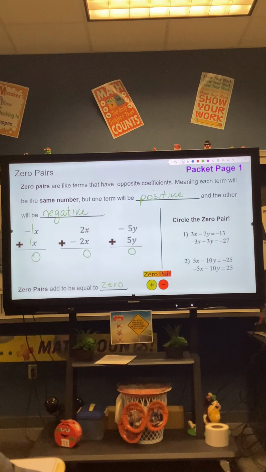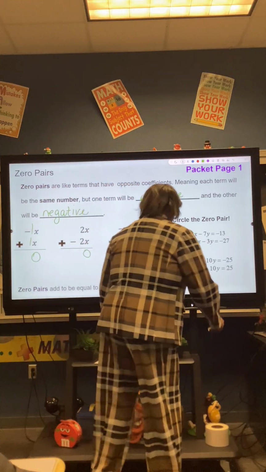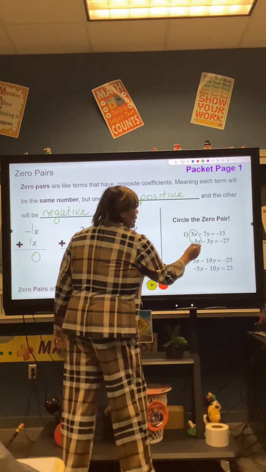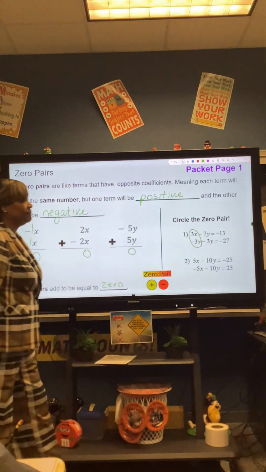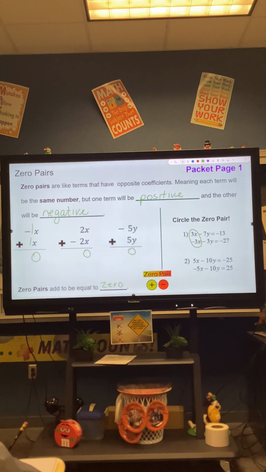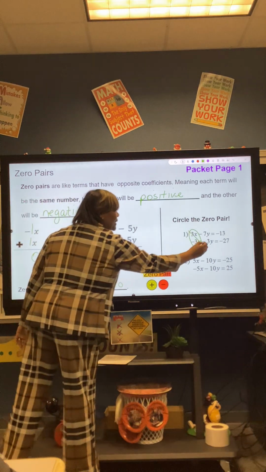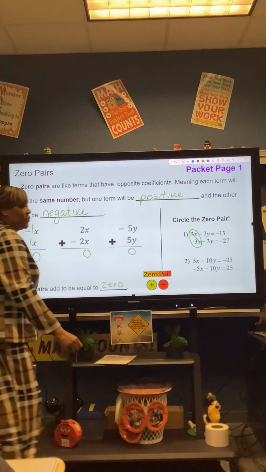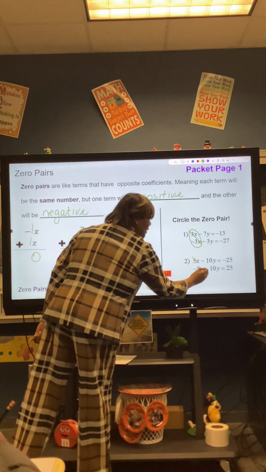Over here, I asked you to circle your zero pairs. Again, they're the same. Positive 3x and a negative 3x. When you cancel it, we canceled it because it is 0. Okay? That is a zero pair. Can you have more than one zero pair? Yes, you can.